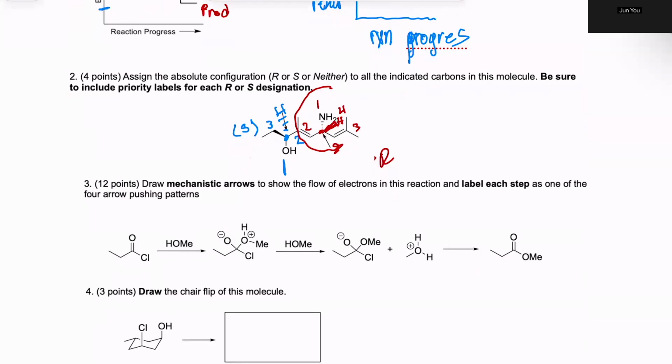Next, we're going to be looking at the mechanistic arrows. So we're going to be drawing those, and we're going to label them as our 4 arrow pushing patterns. So our 4 patterns are nucleophilic attack, loss of leaving group, rearrangement, and proton transfer. Yes.